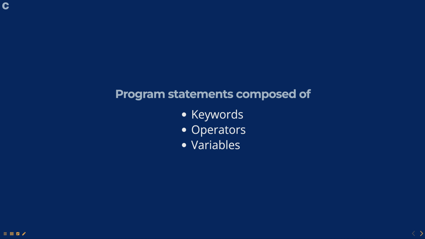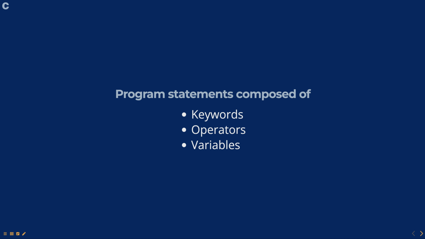Keywords. C has a set of predefined keywords such as int, float, while, for, etc. that have specific meanings and cannot be used as variable names. Operators. C has a set of operators that perform various operations such as mathematical calculations, assignment, and comparison.